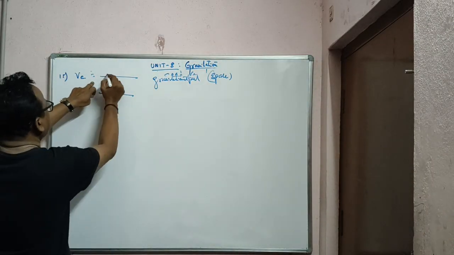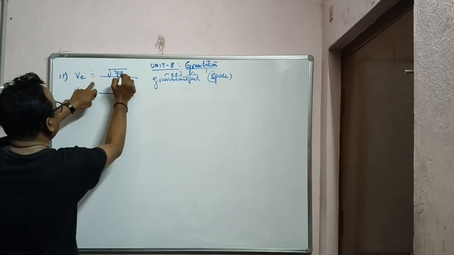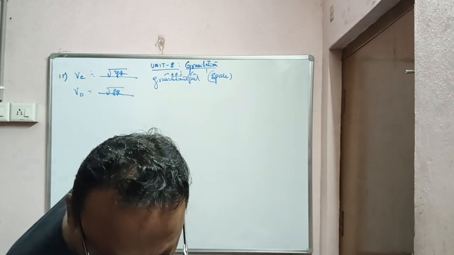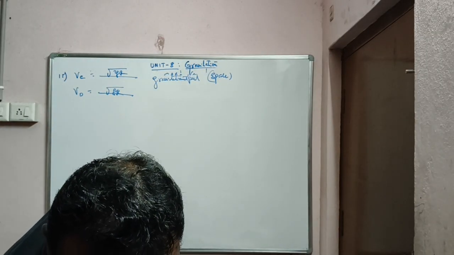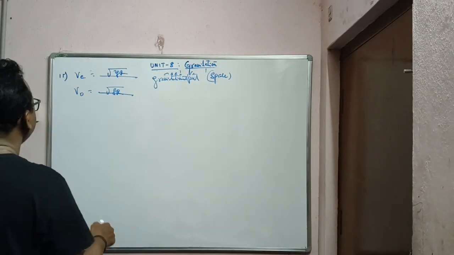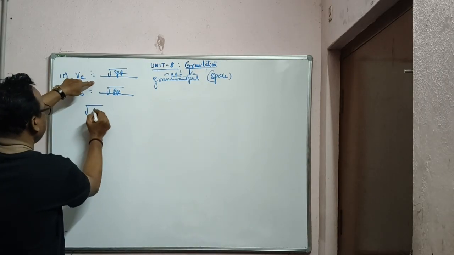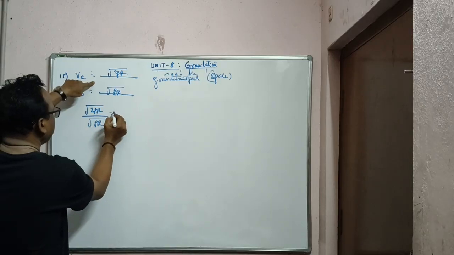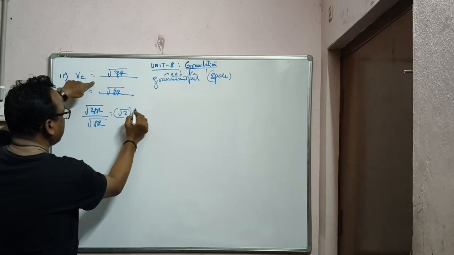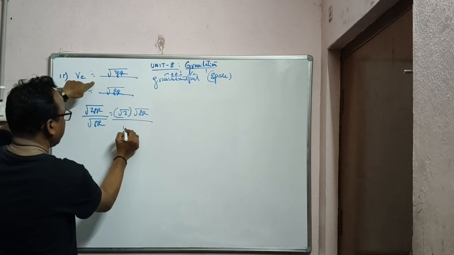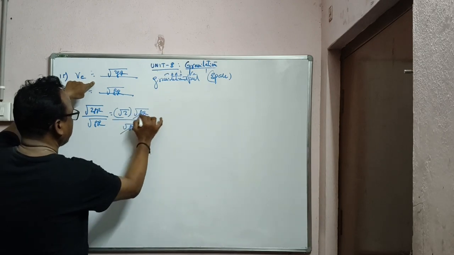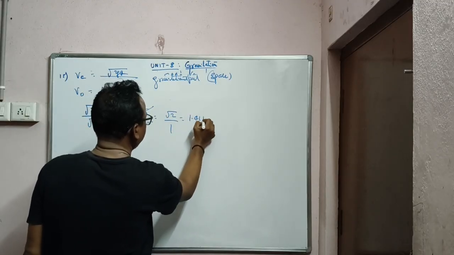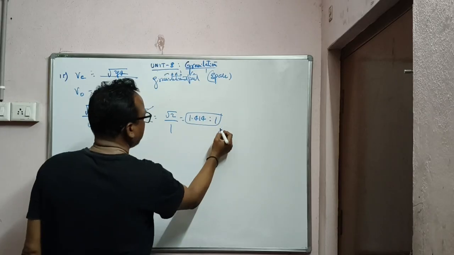Now I have already shown you the derivation: root 2gR for escape and root gR for orbital. What he asked is the relation: what is the ratio of escape speed to orbital speed. Escape is root 2gR by root gR. So I can write it as root 2 into root gR by root gR. Root gR cancels, so that is root 2 by 1. That is 1.414 is to 1, or root 2 is to 1.